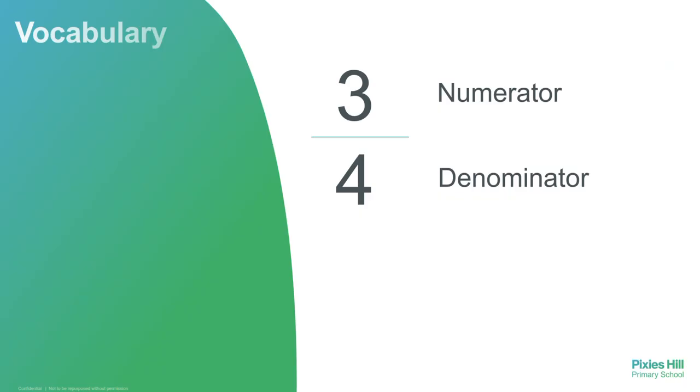A fraction has two main parts, the numerator and the denominator. The numerator is the top number and shows how many parts we have. The denominator is the bottom number and tells us how many equal parts the whole is divided into. For example, in the fraction 3/4, the 3 is the numerator and means that we have 3 parts, while the 4 is the denominator and means that the whole is divided into 4 equal parts. Together, they show that we have 3 out of 4 equal parts.